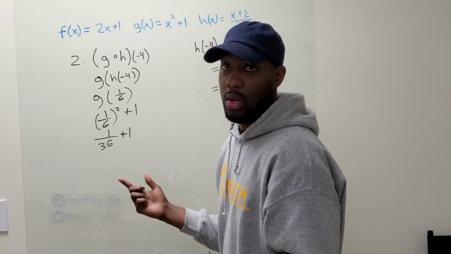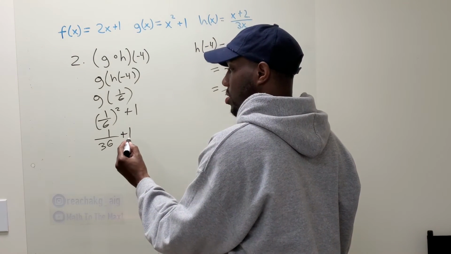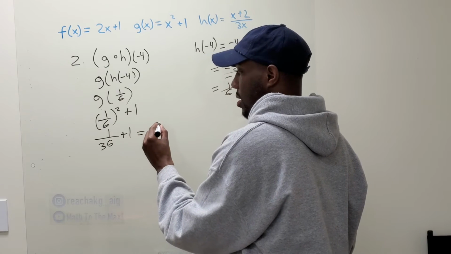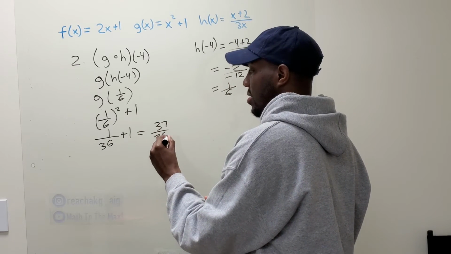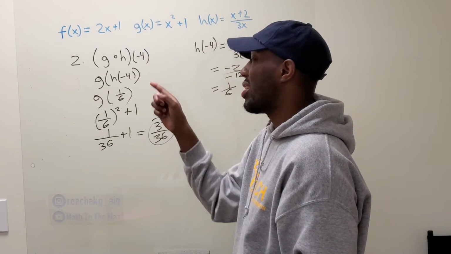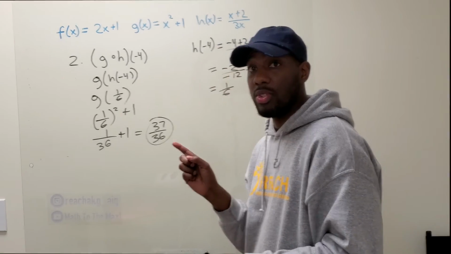Now, in order to add or subtract fractions, you need a common denominator. So that'd be 36 over 36. And then 36 plus 1 is 37 over 36. Final answer. Plug in a number, you should get out a number. You plug in a variable, you should get out a function. There's a difference between number 2 and number 1.